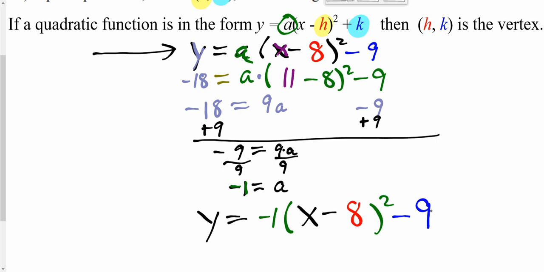And hey, that's all we had to do. We got it into vertex form.